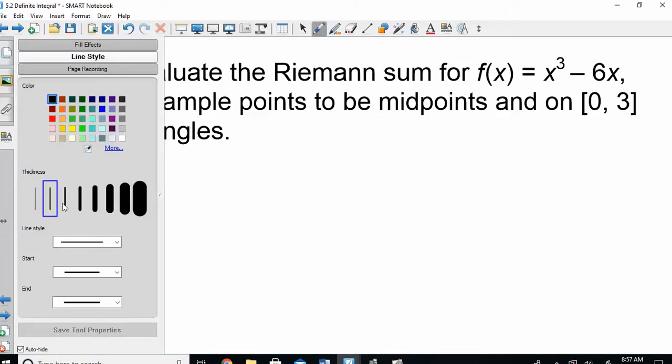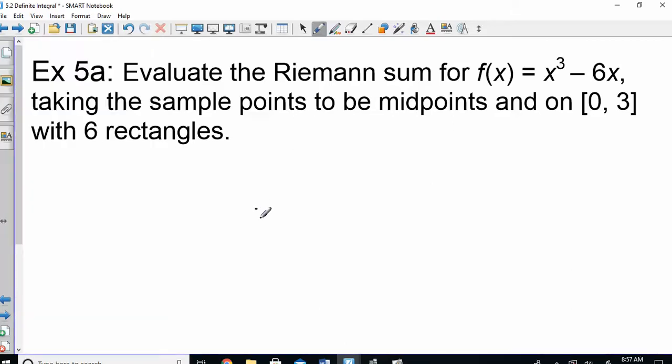So, this is like the middle four on your homework. I didn't ask for midpoint in all of them. Some I did left, some I did right. But I want to use the summation notation to kind of help me here. So we want the Riemann sum for f of x equals x cubed minus 6x, taking the sample points to be the midpoints, and on the interval 0 to 3 with 6 rectangles. So a lot of stuff there.